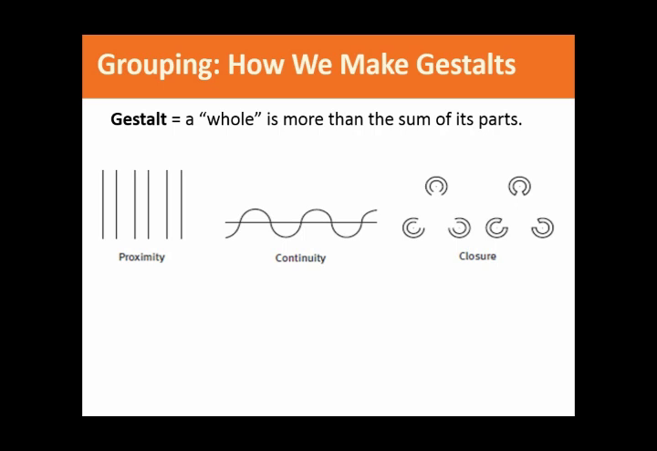So closure is our tendency to fill in the blanks to make the figure make sense, because sometimes things are missing. And so you go ahead and say, it must be obscured by something, or I'm just not seeing all the data. It's still one continuous form. All right.